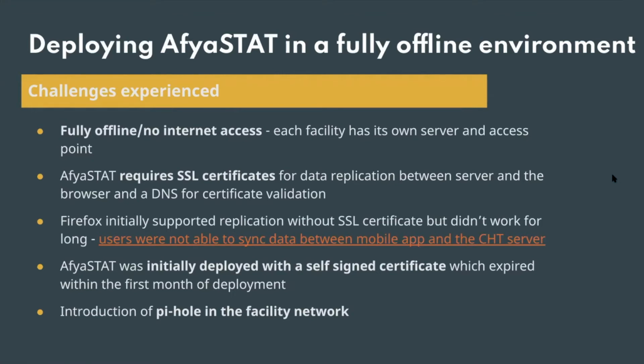One of the things that was a big help from the community was that we were able to introduce an application known as the Pi-hole. A Pi-hole is a DHCP and a DNS server that acts as a DNS server at the facility level that can help you to resolve local domains. So those were the main challenges that we experienced before we moved on to the community. So maybe we can move to the next slide.